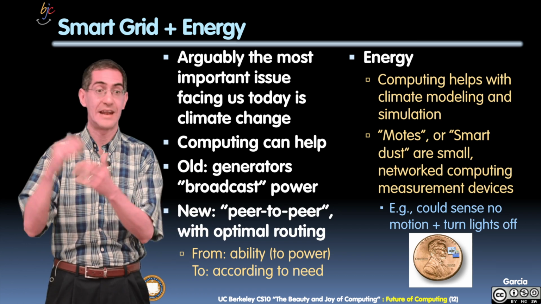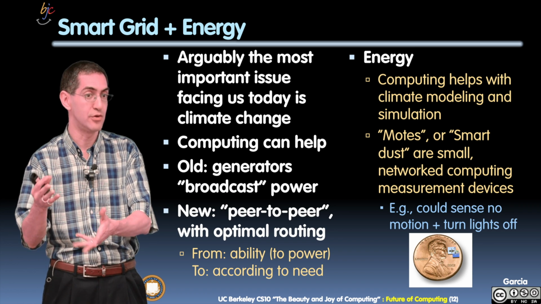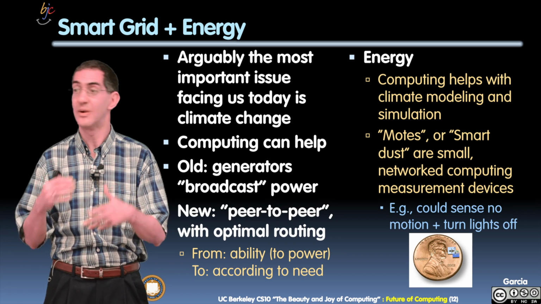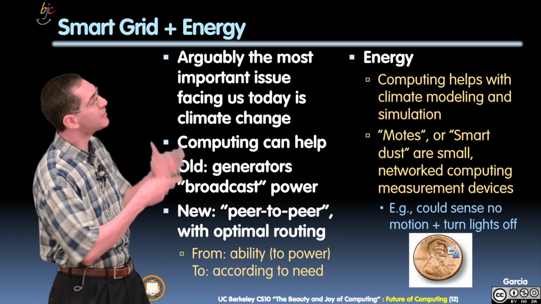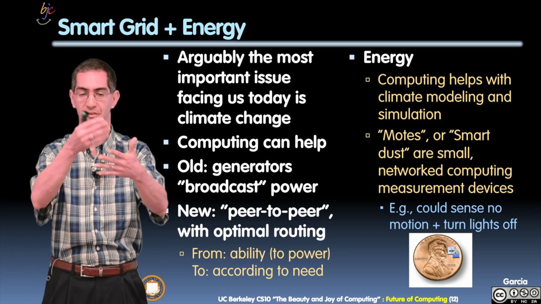We may end up running out of energy at some point, where we have a larger demand than we can actually produce. We haven't hit that point yet. But also, we need to be more efficient about things. So computing can help in many, many ways. You can just think about five or six of them.